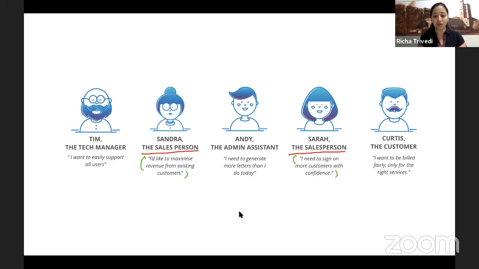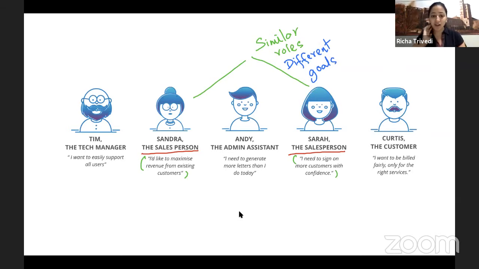Generally, you should always base personas on real user research and real user data. But in the absence of that, it is a good idea to speak to any particular person who may be closest to the customers. It could be a salesperson, it could be the product owner, product manager, whatever, right? So in our project, as you rightly pointed out, we see Sarah and Sandra have the same role, but they have different goals, right?